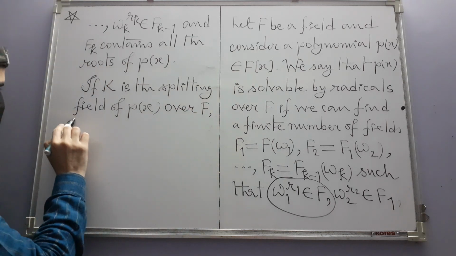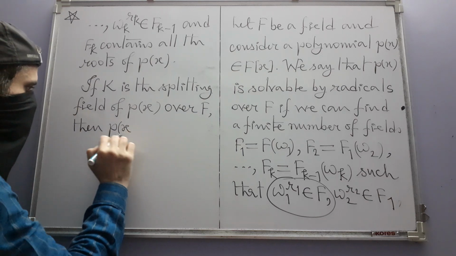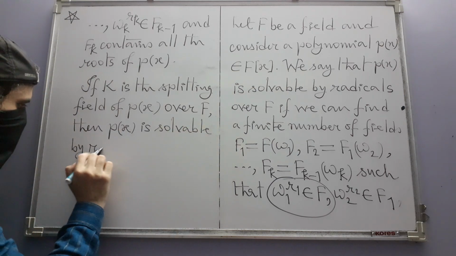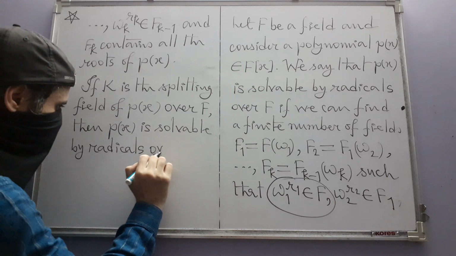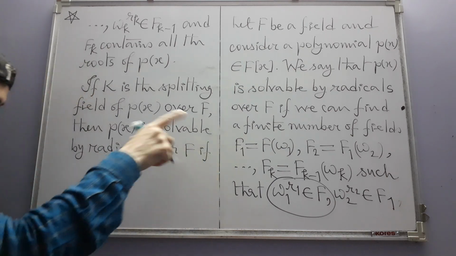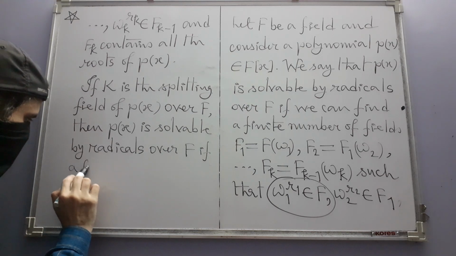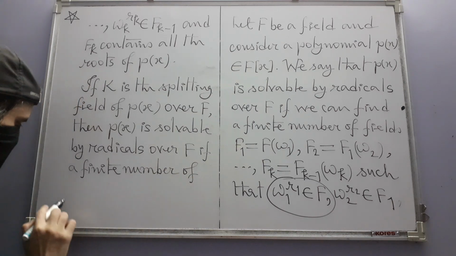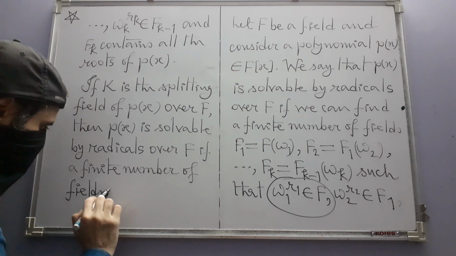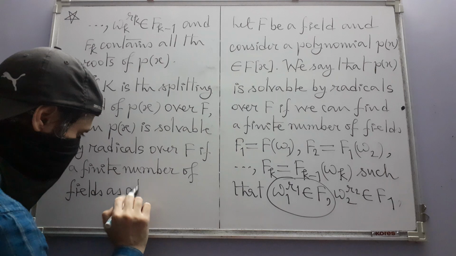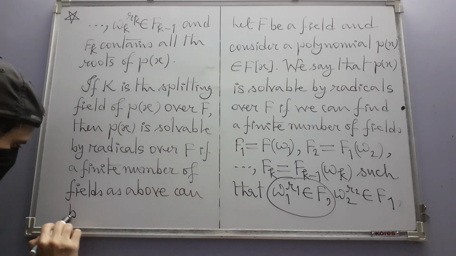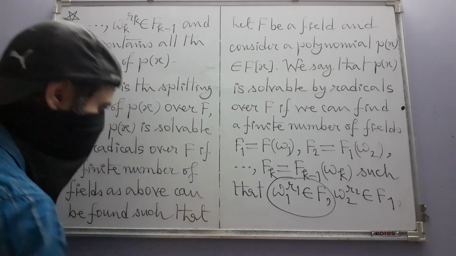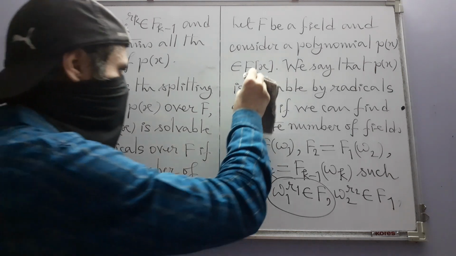Over F. Then P(x) is solvable by radicals over F if such fields, a finite number of fields as above, that means with these properties, can be found such that K is contained in the final field F_k.